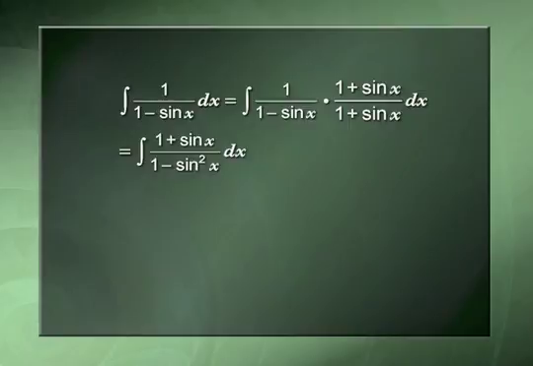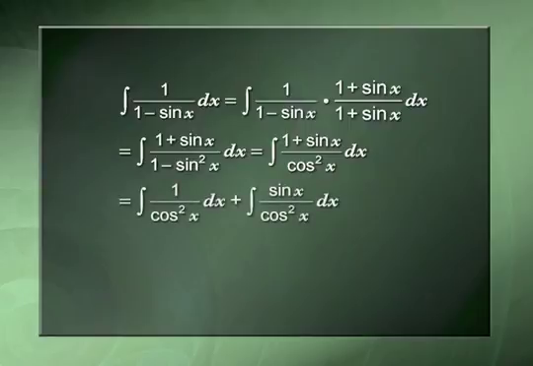But our fundamental trig identity says that 1 minus sine squared is cosine squared. So now I have a new integral, and this one I can split up. I can split the numerator. That was the reason for doing the trick. And I get 1 over cosine squared as my first integral, and the second one will be sine over cosine squared. Good. Can we do those problems?